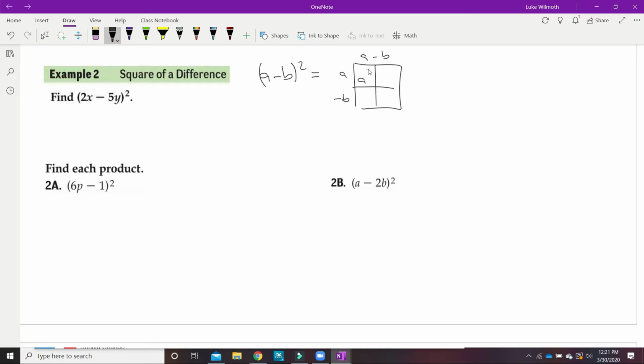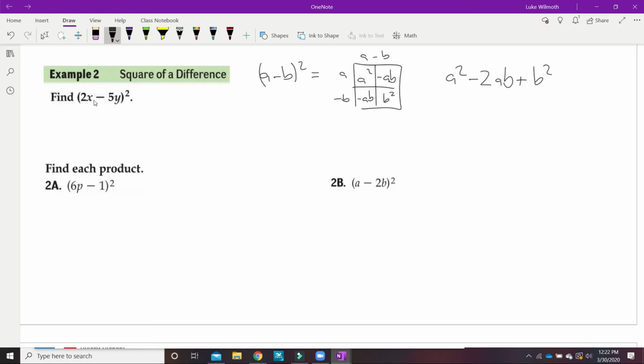I've got a times a is a squared. This term here has a negative, so negative b times a is negative ab. Again, I have minus b times a, negative ab. And then negative b times negative b is positive b squared. So our formula on this one is a minus b squared is a squared minus, I have two ab's here, they're both negative, so minus 2ab, and that's a positive b squared, so we write plus b squared.